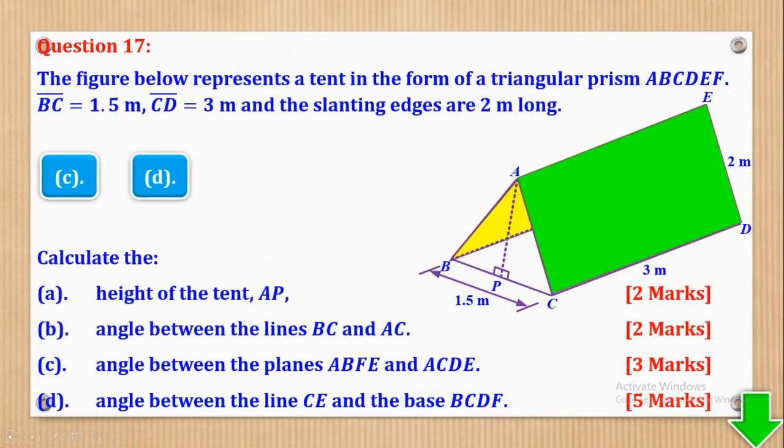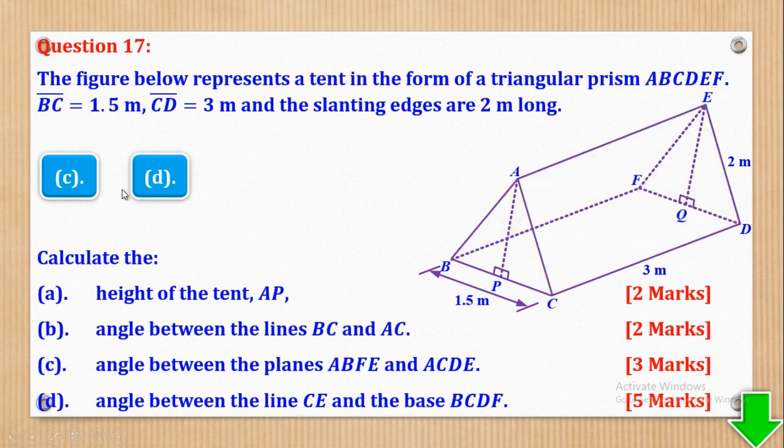Part D, they want the angle between the line CE and the base, B, C, D, F. So let's first remove what we had shaded, so that you can see those lines. So there is line CE, then the base is B, C, D, F. So I think it's better if we shade. So if we shade, we shall come up with that.